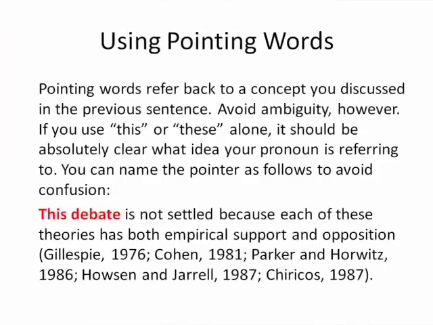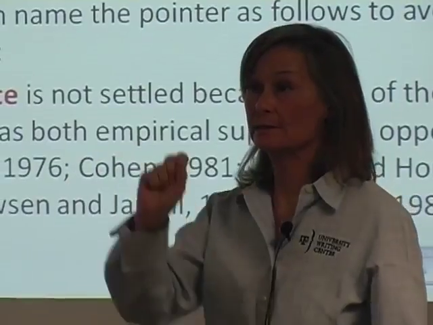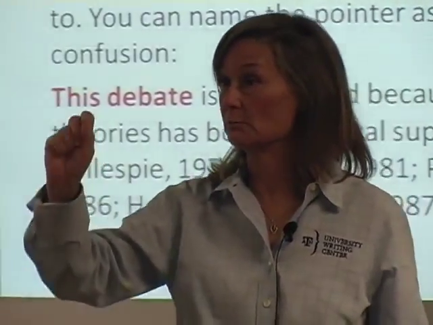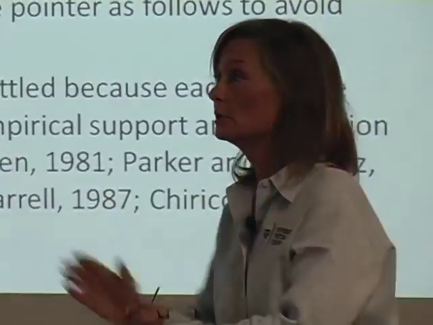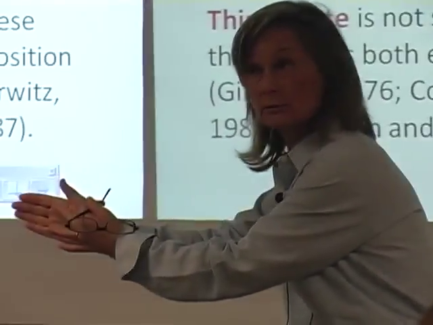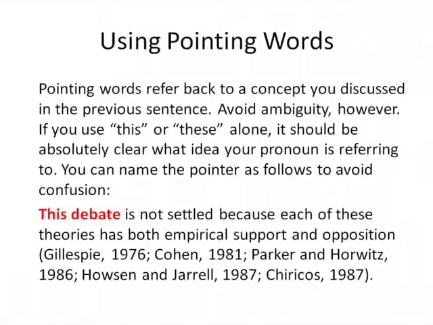So if you're talking about the debate between scholars on this topic, you could say, this led to something. But if it's not clear what this refers to, you could say, this debate, this argument, this methodological process, whatever you're talking about in the previous sentence. Use a pointer to carry your reader in that direction. Okay? This debate is not settled because each of these theories has both empirical support and opposition, and then the citations. All right?